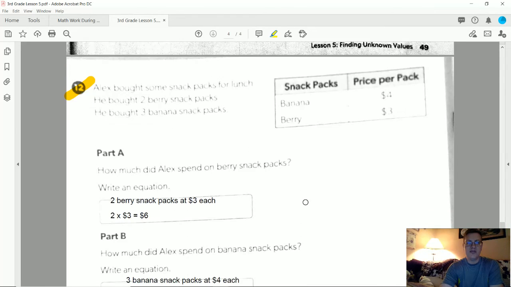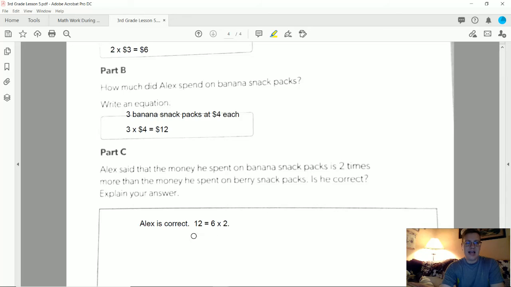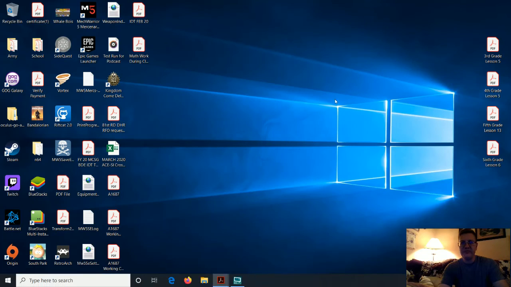So number 12, it's a little blurry on this. So 2 berry snack packs cost $3 each. So I've written down for part A, where we're solving for that, what we would be looking at. The equation would be 2 times $3 equals $6. Part B, we are looking at 3 banana snack packs at $4 each. 3 times 4 gives us $12. And Alex would be correct for part C because $12 is equal to $6 times 2.